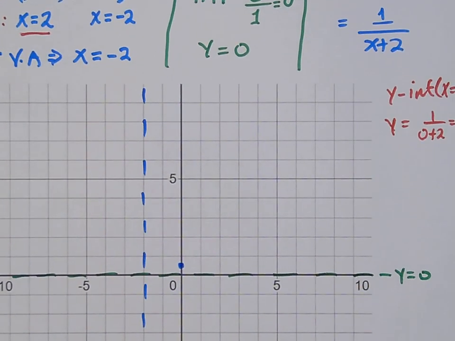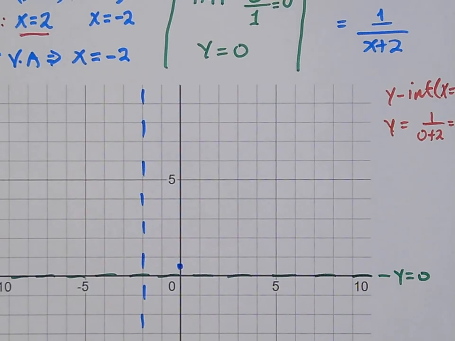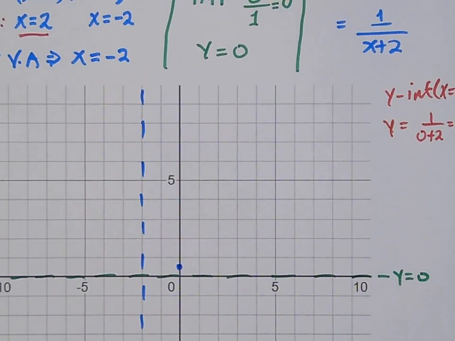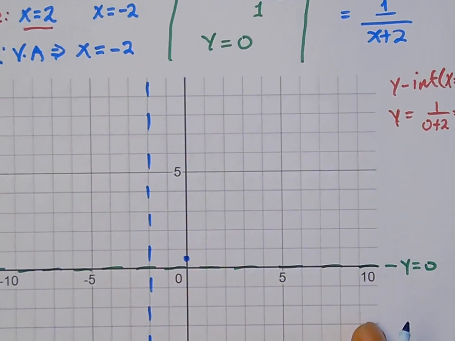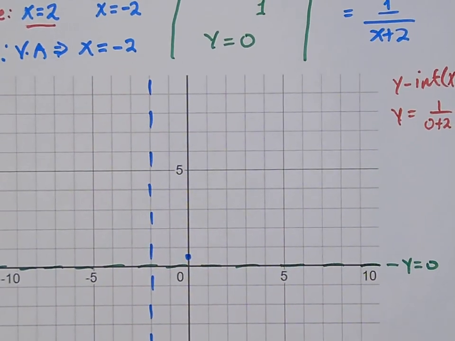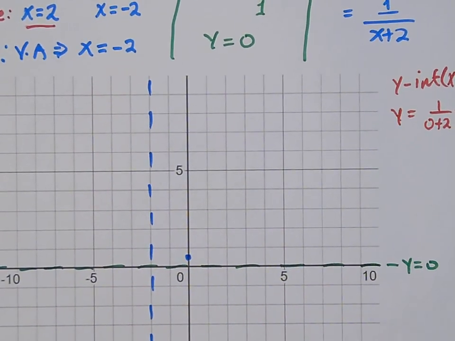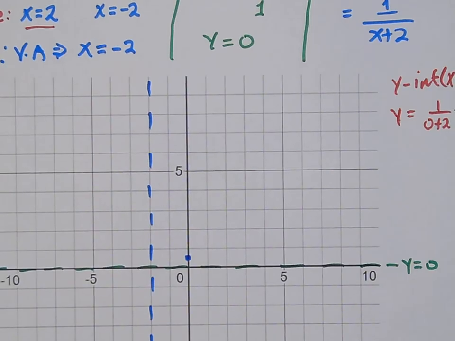Now, is there going to be an x-intercept? No, because of the horizontal asymptote. For this particular graph, we will not have an x-intercept. So what I'm going to do is quickly get some additional points so that I can get the shape of the graph.